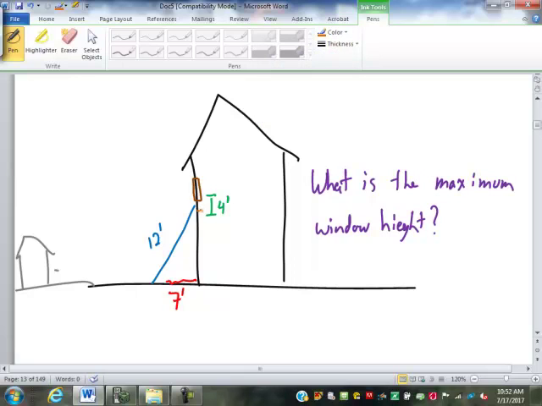So what I want you to find first, of course, is this height here, that when the ladder leans up against the house and the bottom is 7 feet away, how tall is that going to be? And then adding 4 feet to it would give you the maximum window height. So I want you to try that in your notes quick.